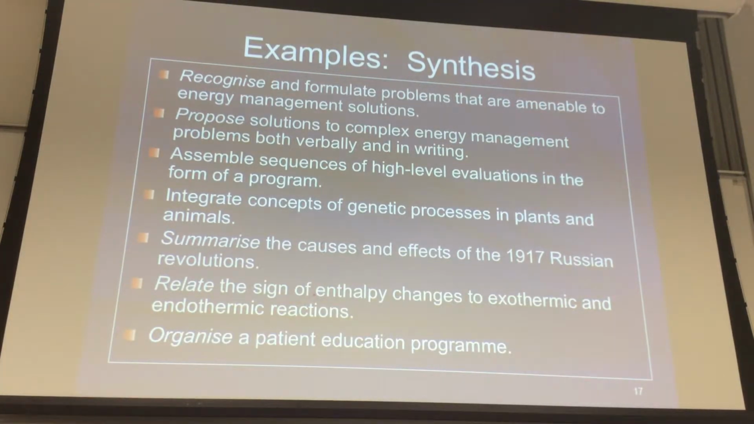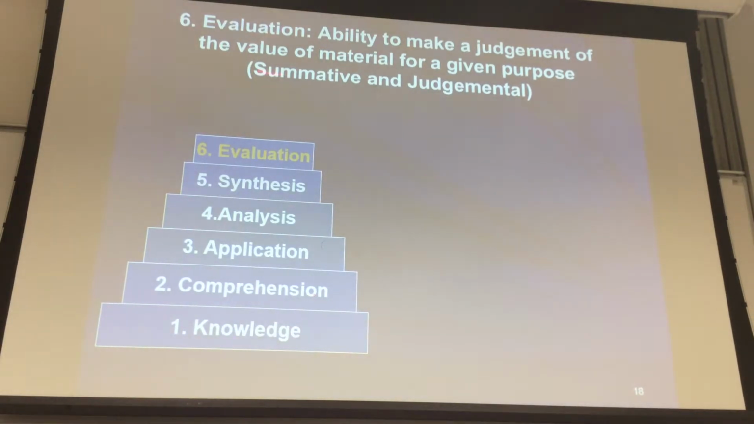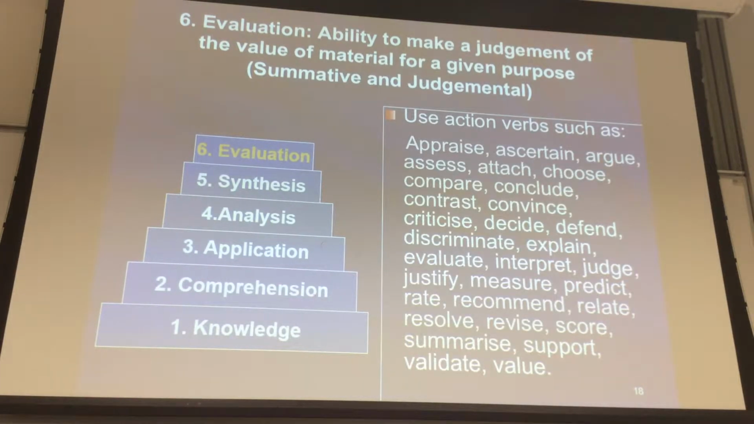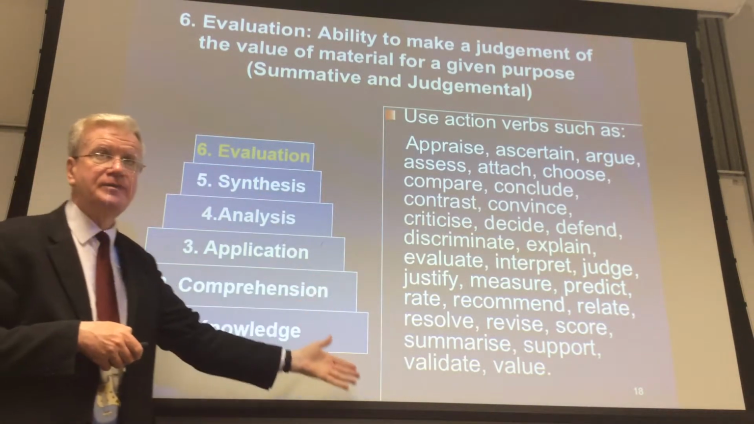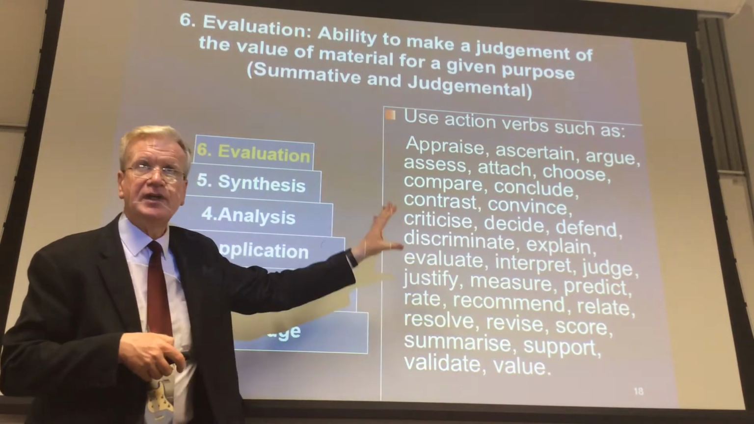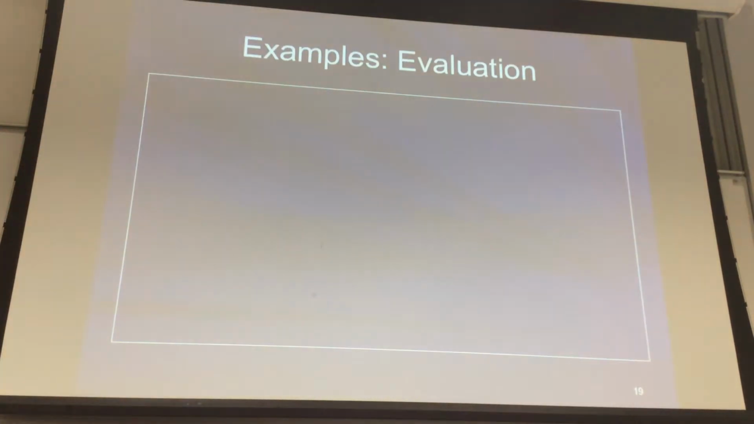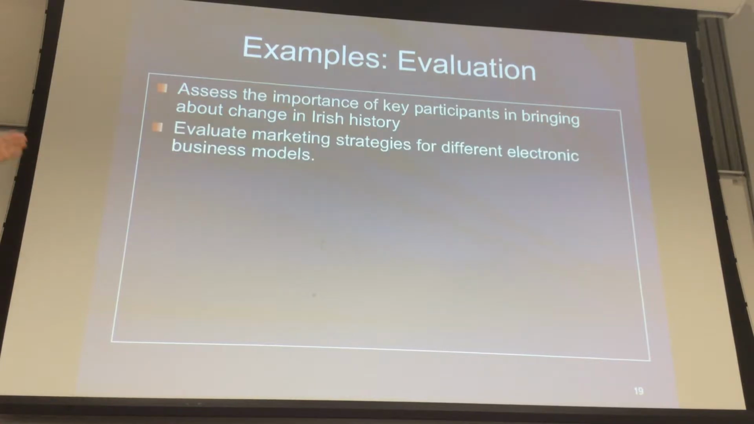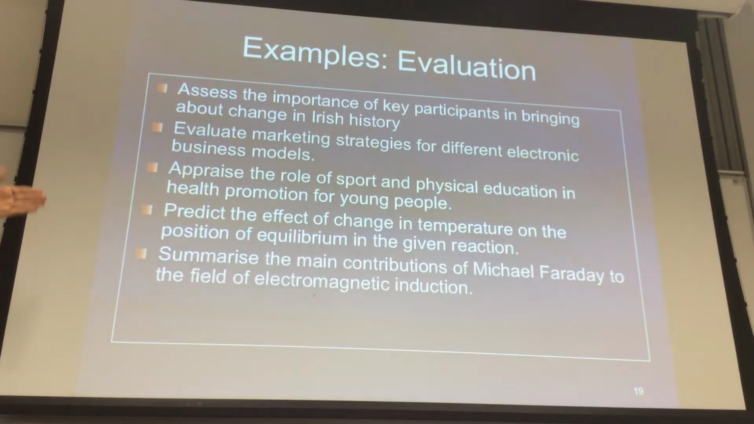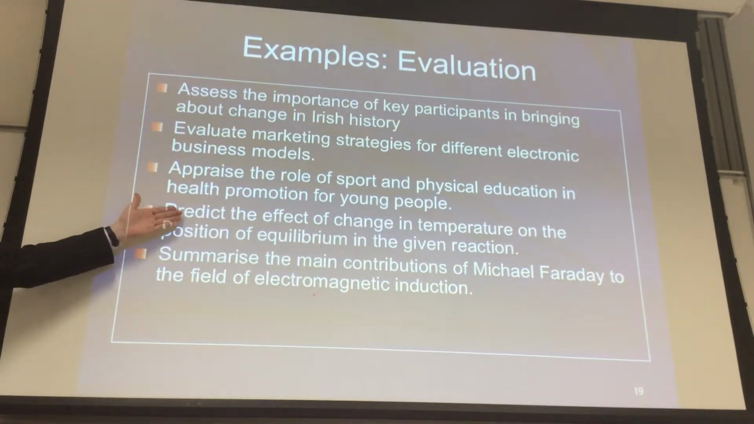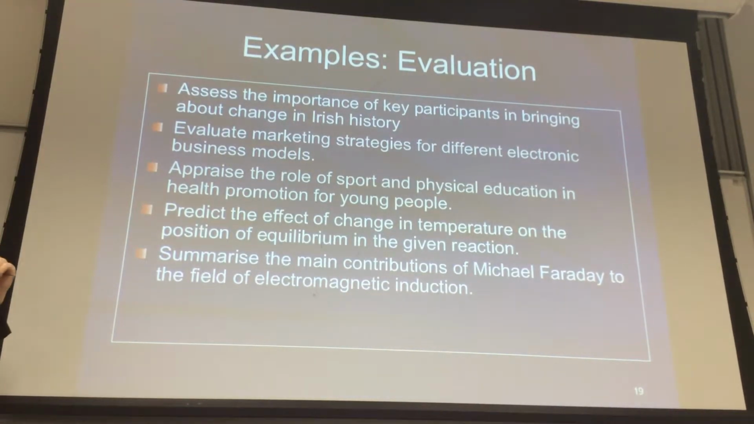And finally then, at the very top, we have evaluation. So they must stand back and look at everything that they've learned and make a judgment about it. And again, Bloom left us with a list of active verbs that you can use in writing the learning outcomes. And again, you have examples of learning outcomes in the area of evaluation. Words like appraise and predict and summarize again.